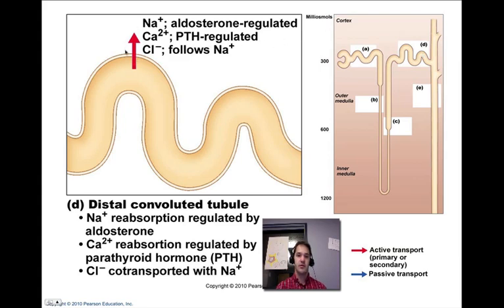So aldosterone actively increases the active reabsorption of sodium. So basically it inserts more sodium transporters into the membrane. Parathyroid hormone promotes the reabsorption of calcium, and chloride just tends to follow sodium.